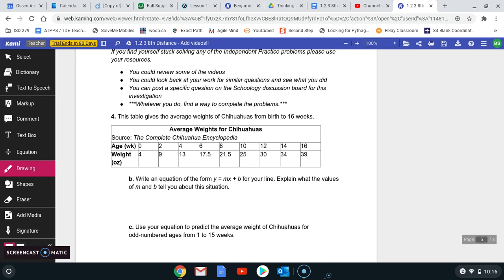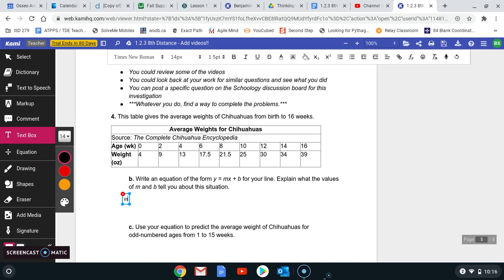So if we are taking a look at writing an equation, m equals slope, which is the same thing as rate of change. So what we're looking at is the rate at which the weeks change while the weight changes. b is our y-intercept. That is where the line begins. So when x equals 0, what is our y?